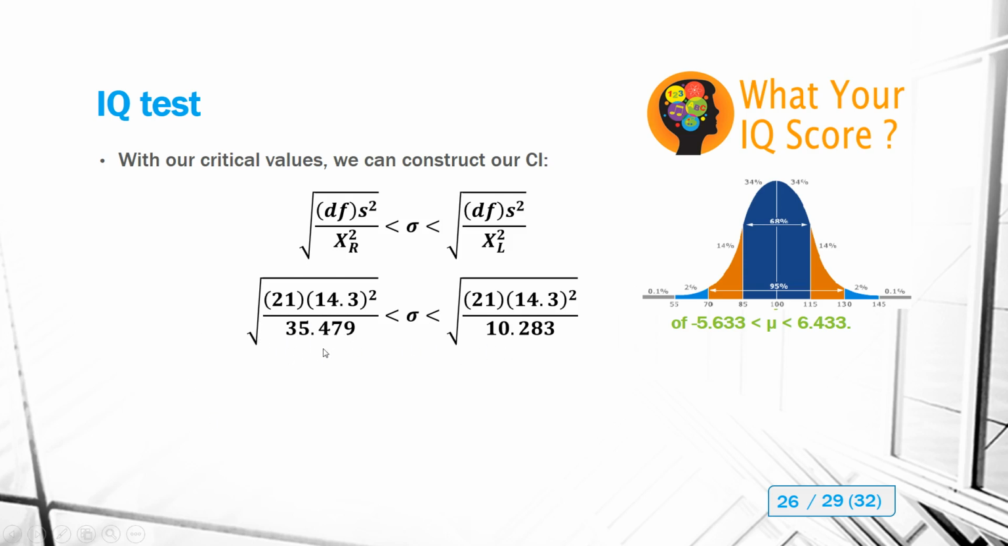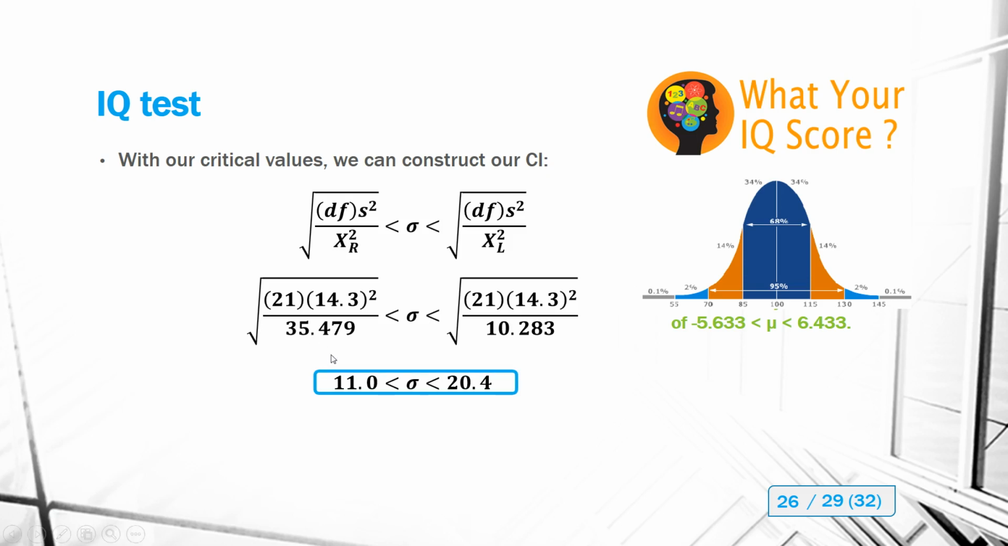Notice the bigger one goes on the left. The lower one goes on the right. Okay? This gives us 11 to 20.4. This then is our confidence interval with 95% confidence level.